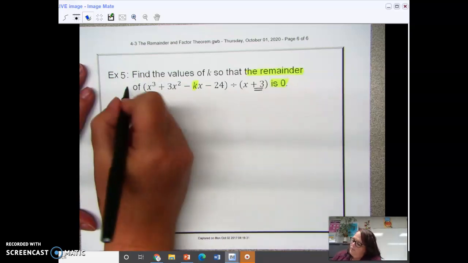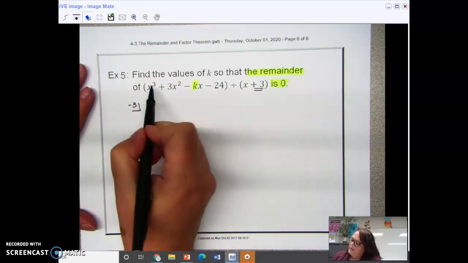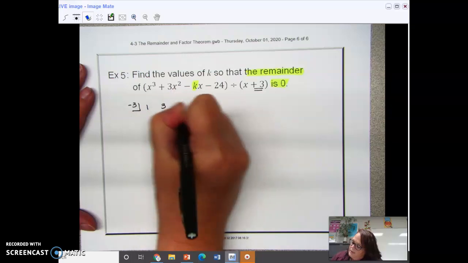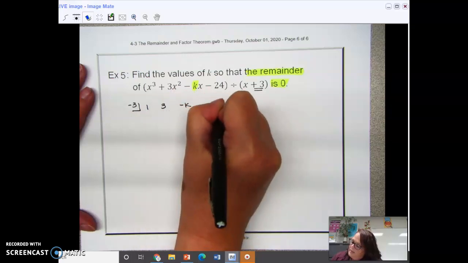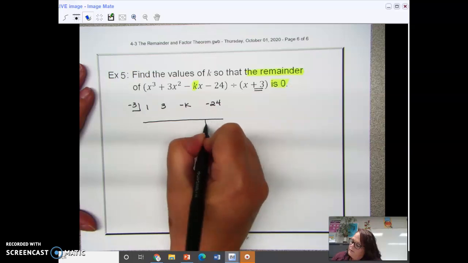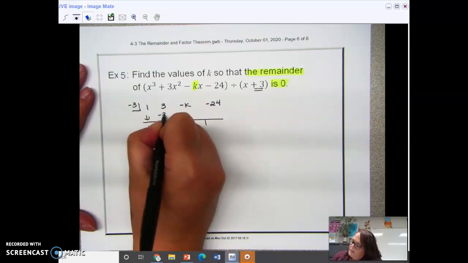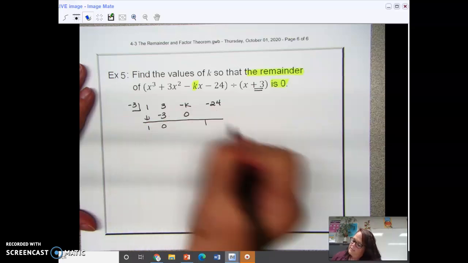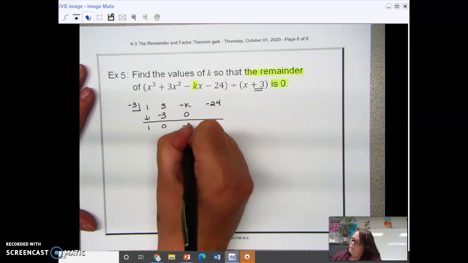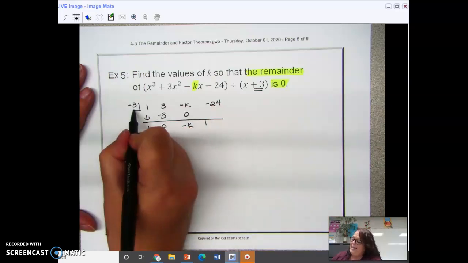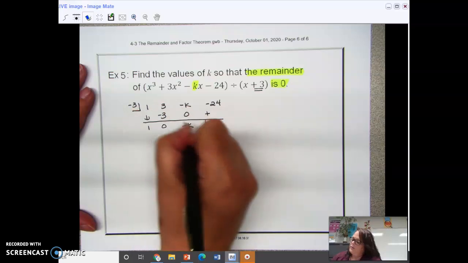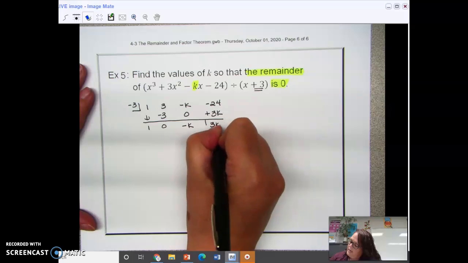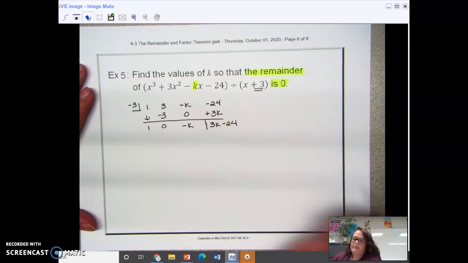So the opposite of positive 3 is -3. And then I've got powers of 3, 2, 1, and nothing. So my coefficients are 1, 3, -k, and -24. So I'm going to drop the 1 and we get -3. When I get that sum, I get 0. So -3 times 0 is 0. -k plus 0 is still -k. Negative times a negative is a positive, and 3 times k is 3k. And when I add those together, I get 3k minus 24, and those are not like terms.